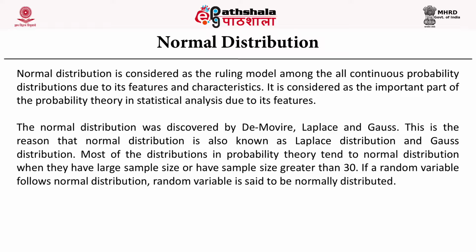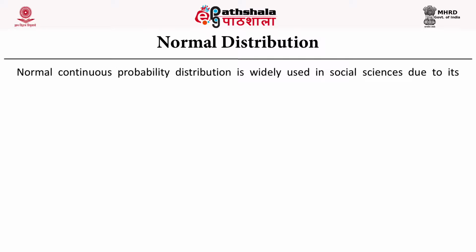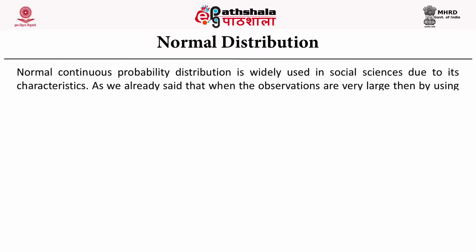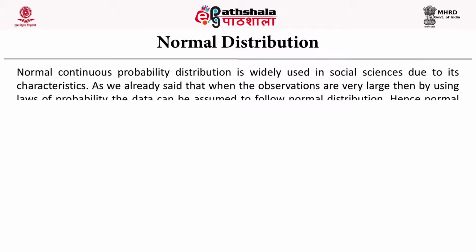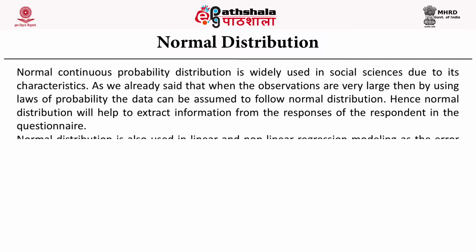Most distributions in probability theory tend to the normal distribution when they have a large sample size, or a sample size greater than 30. If the random variable follows a normal distribution, the random variable is said to be normally distributed. Normal continuous probability distribution is widely used in social science due to its characteristics. As we already said, when the number of observations is very large, then by using the law of probability, the data can be assumed to follow normal distribution. Hence, the normal distribution will help to extract information from the responses of respondents in a questionnaire.